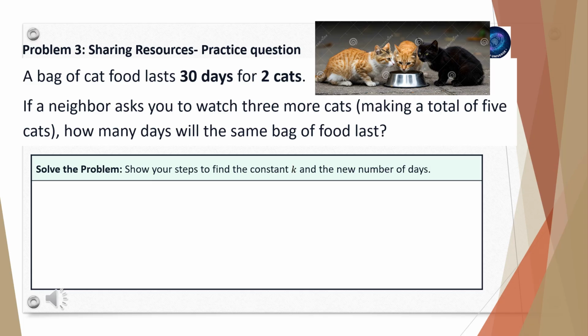Test your understanding and solve this problem on your own. A bag of cat food lasts 30 days for 2 cats. With 5 cats, the time decreases. Use the constant to determine how many days the same food will last.